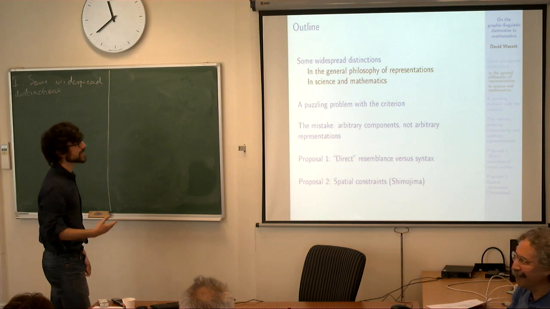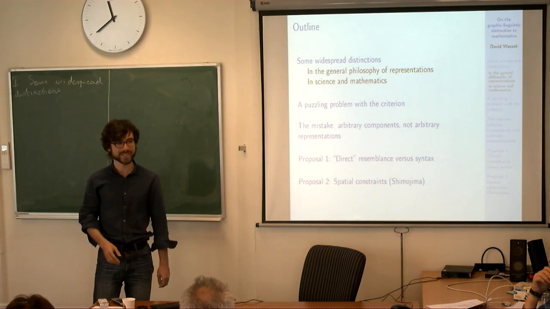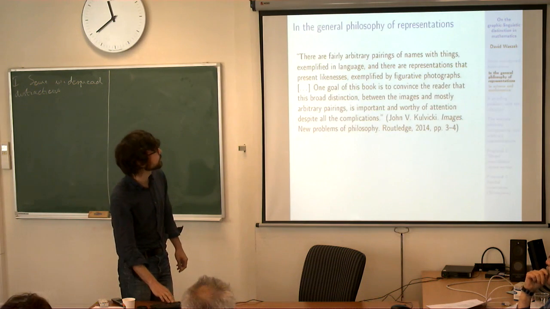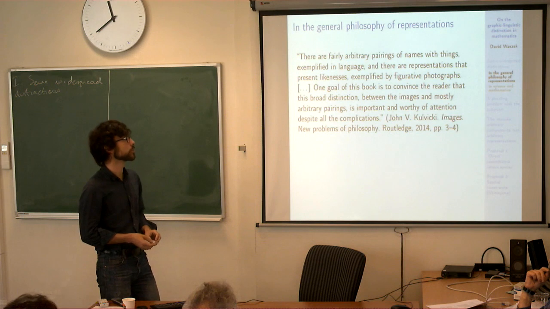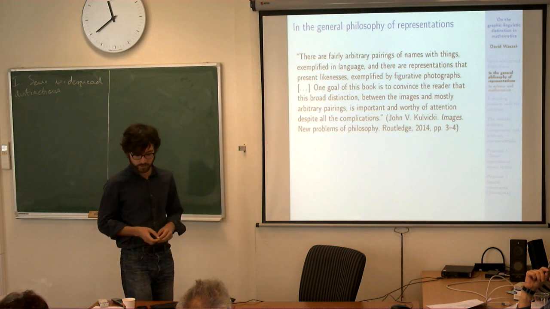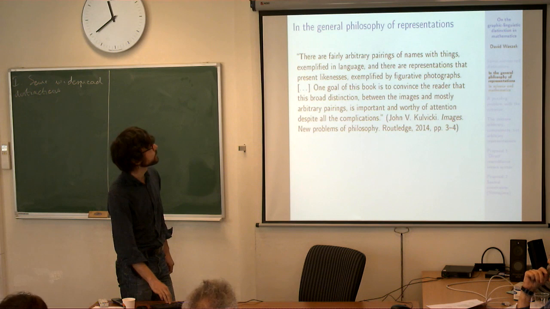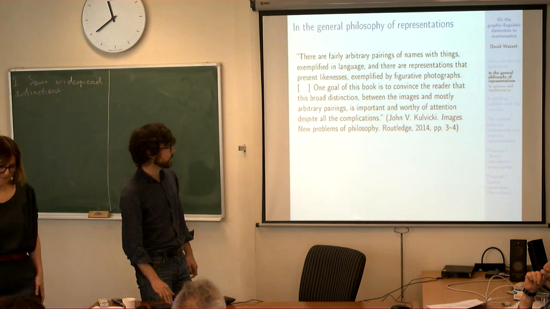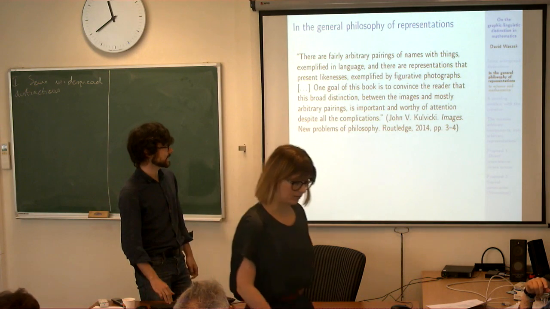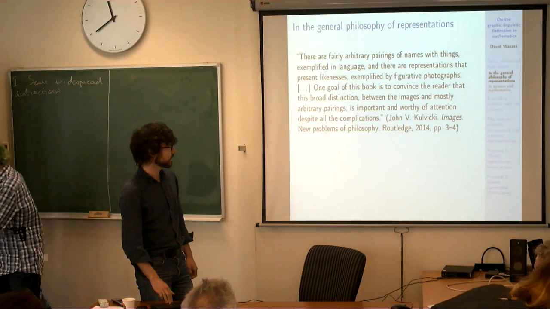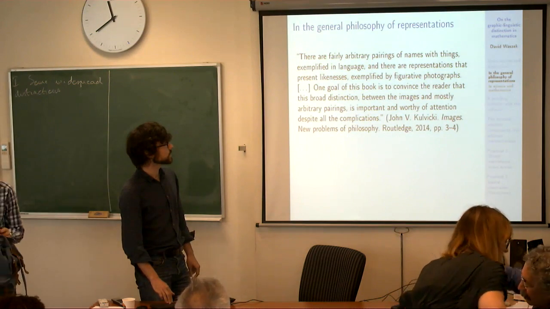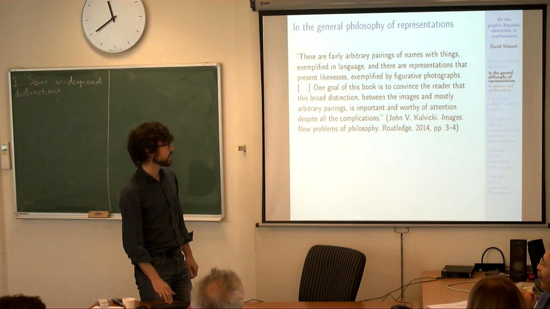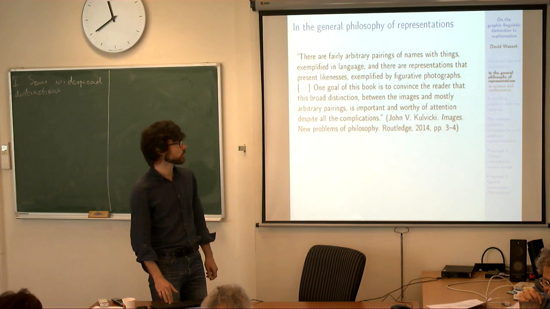So, there's a frequent idea that there's an important distinction between two kinds of representations. I'm going to show you a quote by John Kulvicki, who's a prominent philosopher of images and graphical representations, more generally in the analytic tradition, who says: they are fairly arbitrary pairings of names with things, exemplified in language, and they are representations that present likenesses, exemplified by figurative photographs. One goal of this book is to convince the reader that this broad distinction between the images and mostly arbitrary pairings is important and worthy of attention despite all the complications.